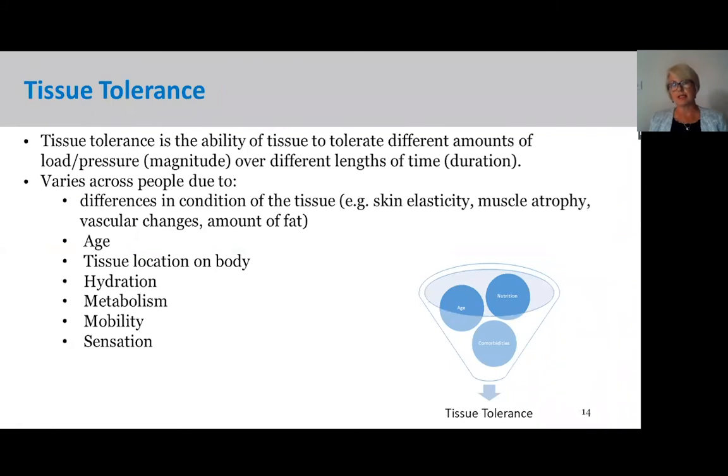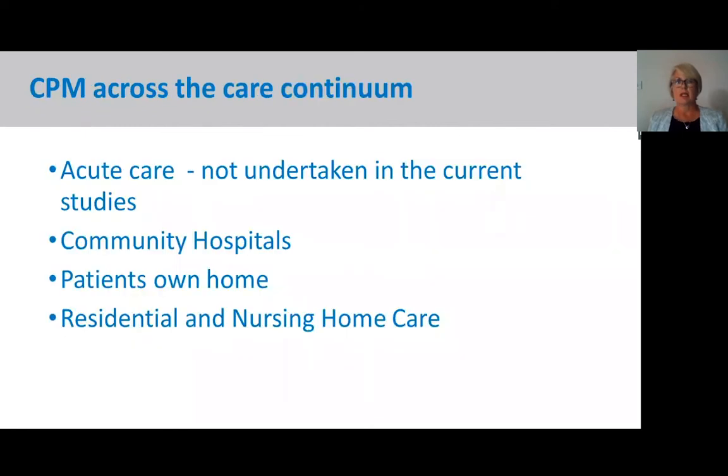And the tissue tolerance is then dependent on your skin elasticity, or how your muscles are, your vascular changes, and all those other things that we know go on to influence that. So it will be different for everybody. So I've looked at the care continuum, and we've been working on that for the last 7 years. We haven't as yet taken the pressure monitor in Cornwall into the acute care, but we've looked at community hospitals, the patient's own home, and residential and nursing home care settings.